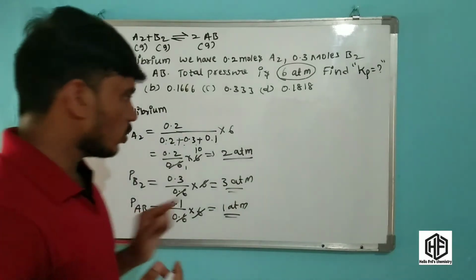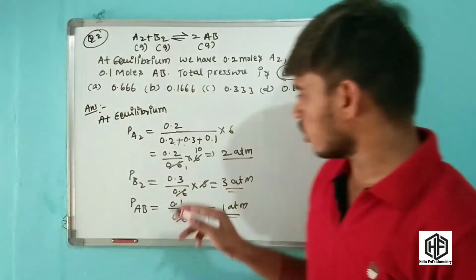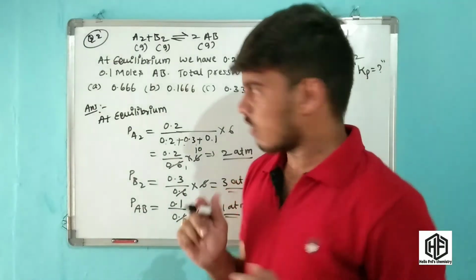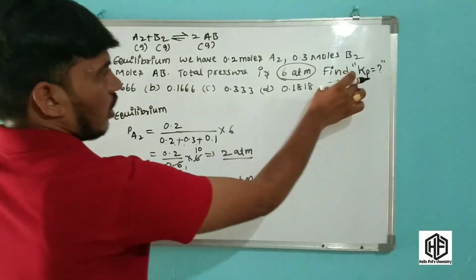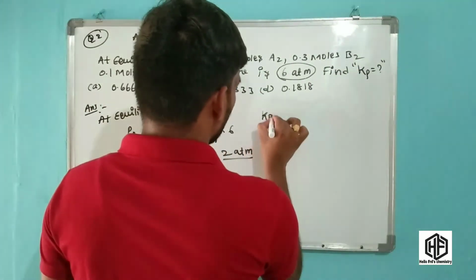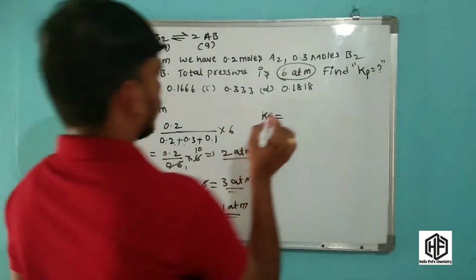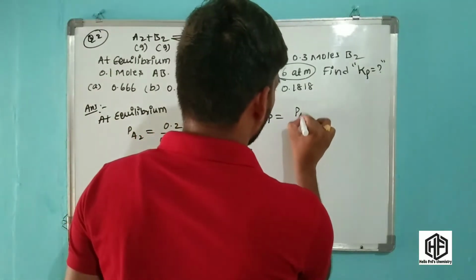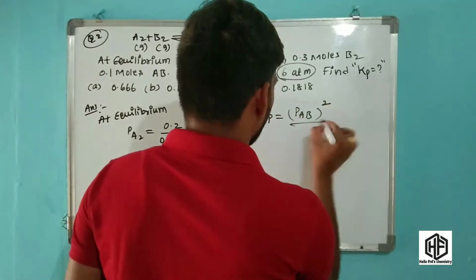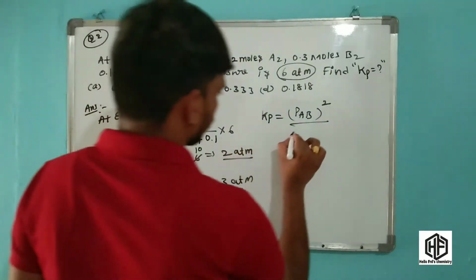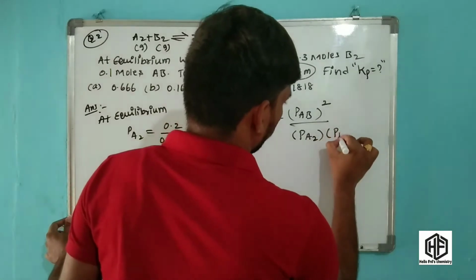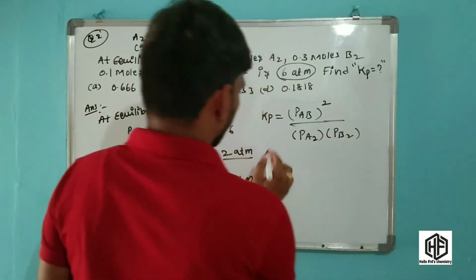The partial pressure of A2 is 2 atm, the partial pressure of B2 is 3 atm, and the partial pressure of AB is 1 atm. Now we have to find the equilibrium constant Kp. In this reaction, Kp is equal to the partial pressure of products raised to the power of their stoichiometric coefficients, so P of AB raised to the power of 2, divided by the partial pressures of the reactants, P A2 and P B2. This is the Kp.